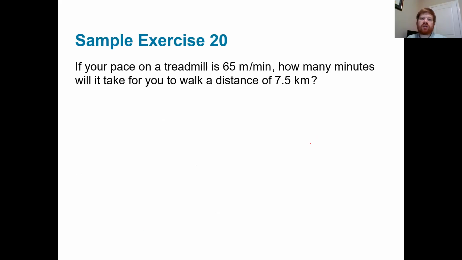Okay, here we go. Sample exercise number 20. If your pace on a treadmill is 65 meters per minute, how many minutes will it take you to walk a distance of 7.5 kilometers? So let's go ahead. I'm going to grab my calculator here. So I'm going to pause the video. You pause the video too.